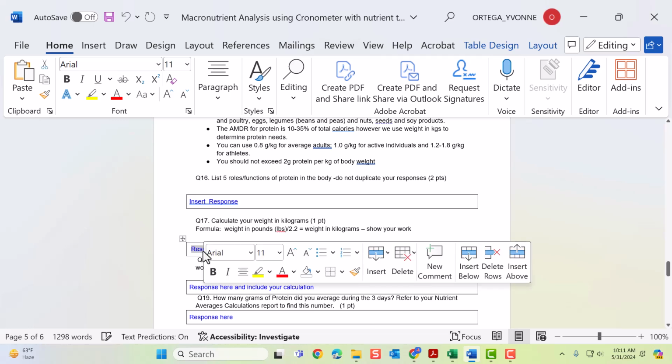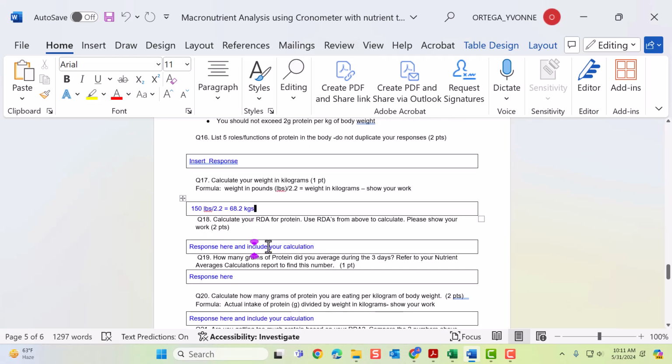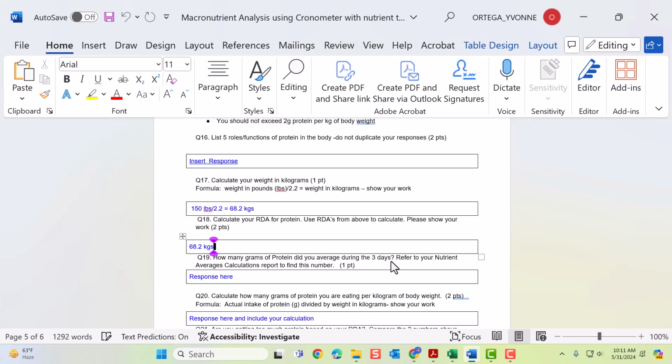So if I weigh 150 pounds, I am going to divide that by 2.2 and then I'll use my calculator to do that and then I'll type in my answer there. So 150 divided by 2.2 is 68.2 kilograms. Always put units and always show your work. Okay, so the next question says calculate your RDA. Use the RDAs from above and show your work. So RDA is calculated using your weight in kilograms. So my weight in kilograms was 62.8 kilograms.